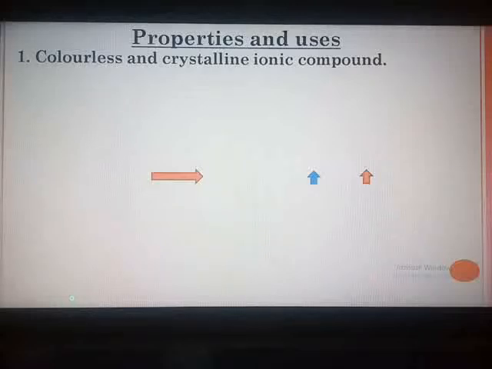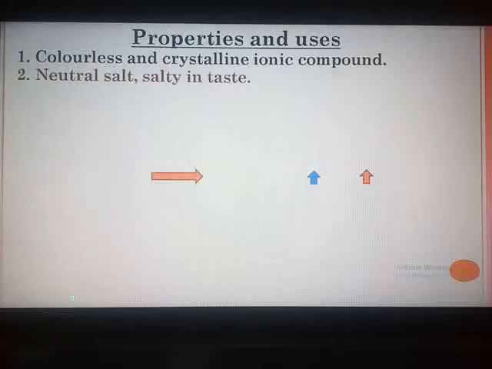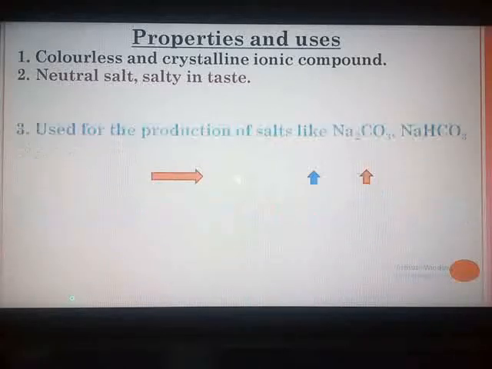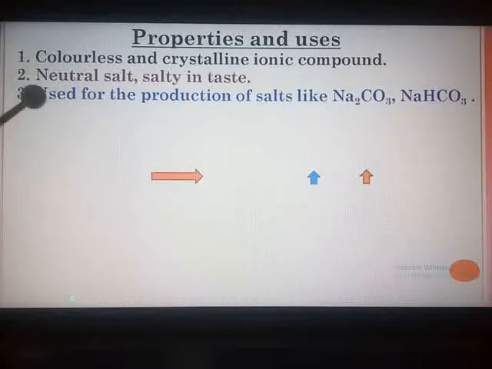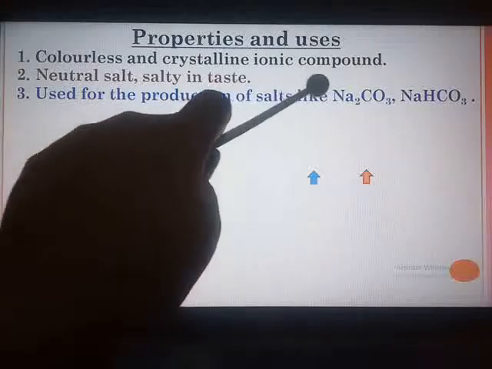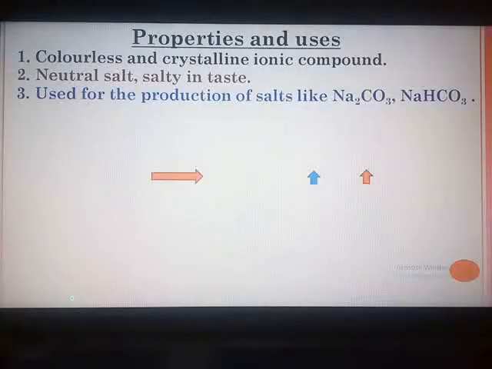There is no water of crystallization in its crystalline structure. As you all know, it is a neutral salt. Just now I have told you, formed by the neutralization reaction between a base and an acid. Next is, all of you know about its taste. It is salty in taste. A very important use is this salt is used for the production of various salts like sodium carbonate, sodium bicarbonate. About these salts also you are going to study in detail ahead in this chapter.